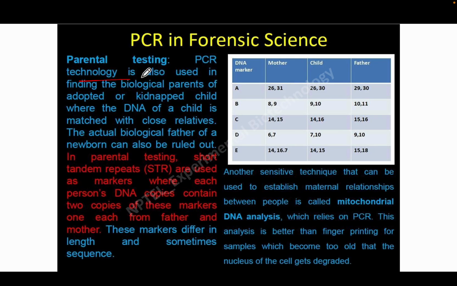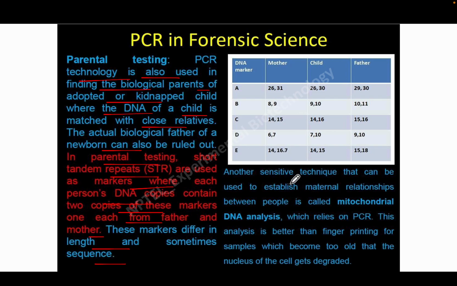PCR technology is also used in finding the biological parents of an adopted or kidnapped child, where the DNA of a child is matched with close relatives. So the actual biological father of a newborn can also be ruled out. In parental testing, short tandem repeats are used as markers, where each person's DNA contains 2 copies of these markers, one each from father and mother. These markers differ in length and sometimes sequence.